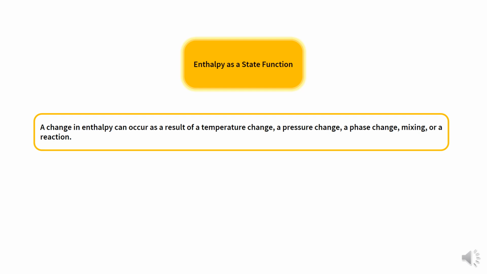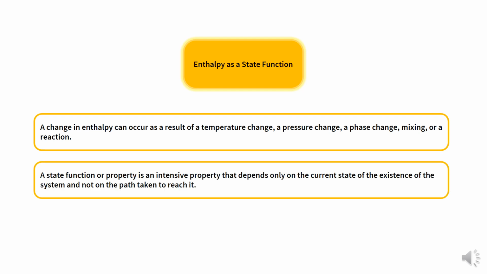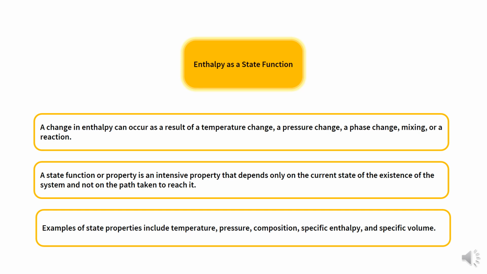a reaction. A state function or property is an intensive property that depends only on the current state of existence of the system, and not on the path taken to reach it. Examples of state properties include temperature, pressure, composition, specific enthalpy, and also specific volume.